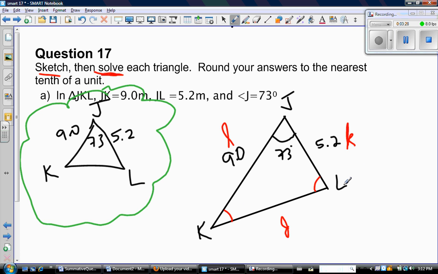So there's my triangle. Now I can't use any straight up trigonometric ratios because it's not a right angled triangle. So I can't just use sine, cosine, tangent. I don't have a hypotenuse. And if you don't have a hypotenuse, you don't have any hope of using the trig ratios. Therefore, I have to use either the sine law or the cosine law.